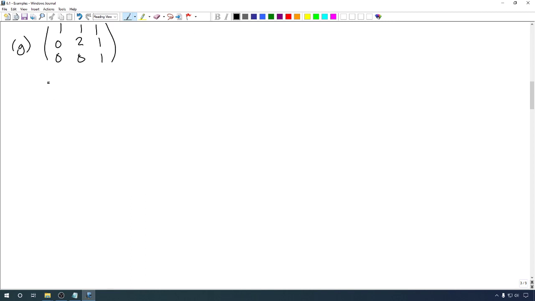Now we'll move on to a 3 by 3 matrix. The process is similar, but of course it's going to be more calculations. So we're going to take our diagonal elements, subtract lambda, and leave everything else alone.